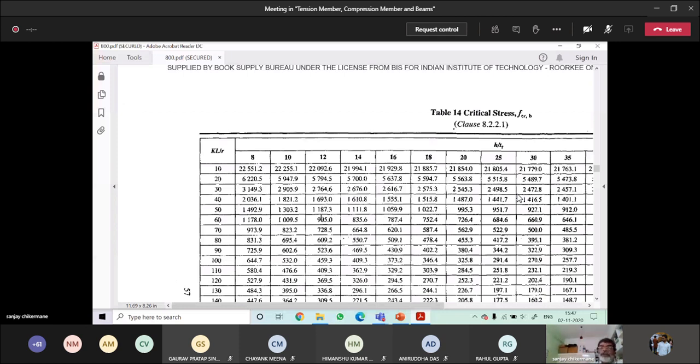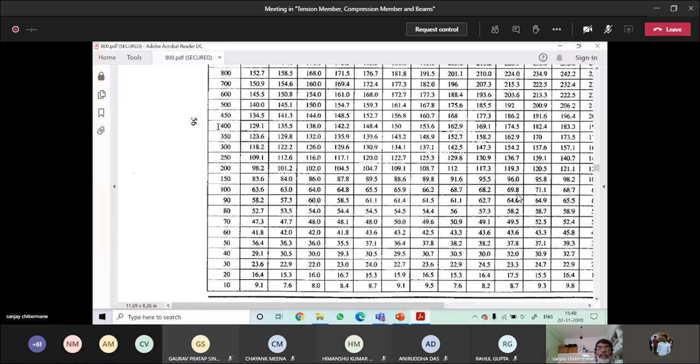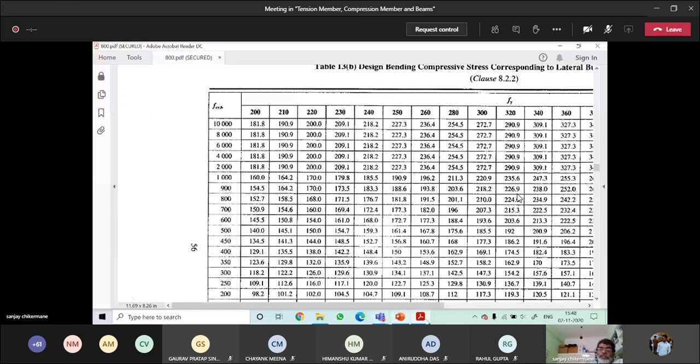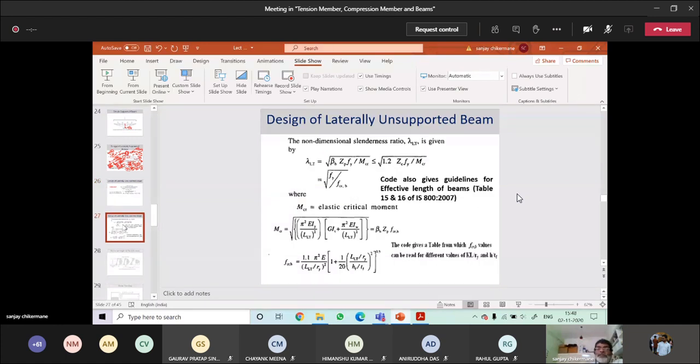So do you see my point? You first go to table 14, figure out what is your KL by R, figure out what is your H by TF, go down here and find out what is F critical B. Take this value of F critical B, come here and say, this is F critical B, this is Fy, this value here is FBD. Take this FBD, multiply that by beta B and ZP, and that is your design bending moment as far as your code is concerned. Is this making sense, guys?